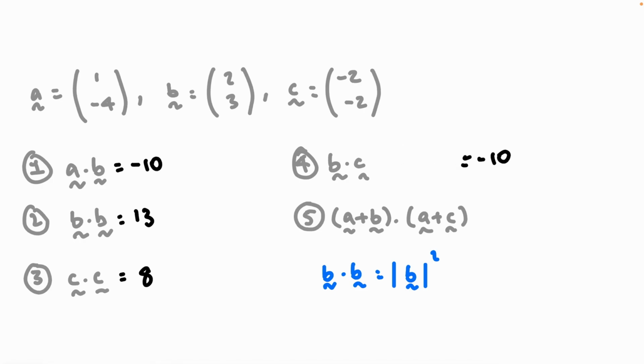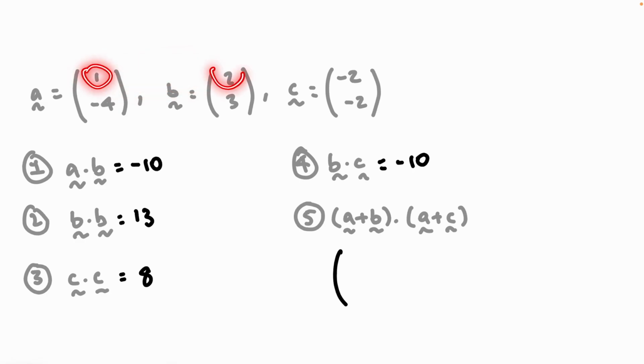And the last one, what is A plus B dotted with A plus C? In this case, we're just going to work out each vector on its own first. Let's work out what A plus B is. If we do A plus B, we get 1 plus 2, the horizontal components added together, which is simply 3. And then the vertical components added with each other, the j components, minus 4 plus 3, that's minus 1.